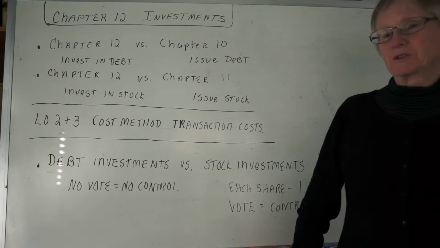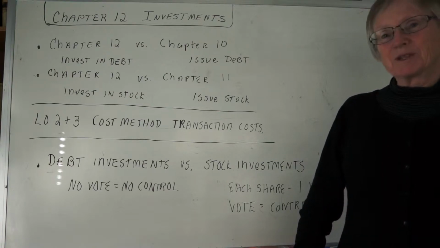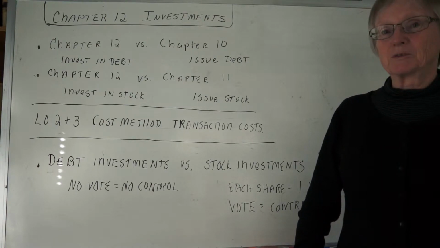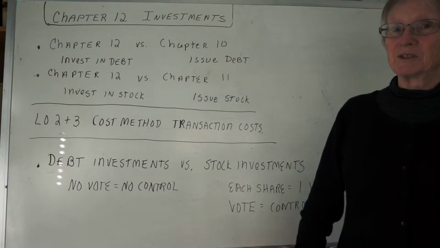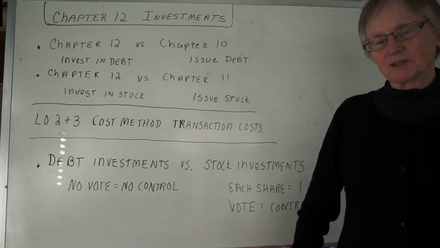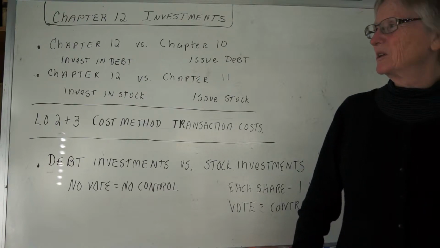Chapter 12 versus Chapter 11. In Chapter 11, corporations, we were issuing stock, we were paying dividends. Now in Chapter 12, we're investing in the stock of other companies, and we're going to be receiving dividend revenue. So it's very important to sort of get yourself situated for this chapter.